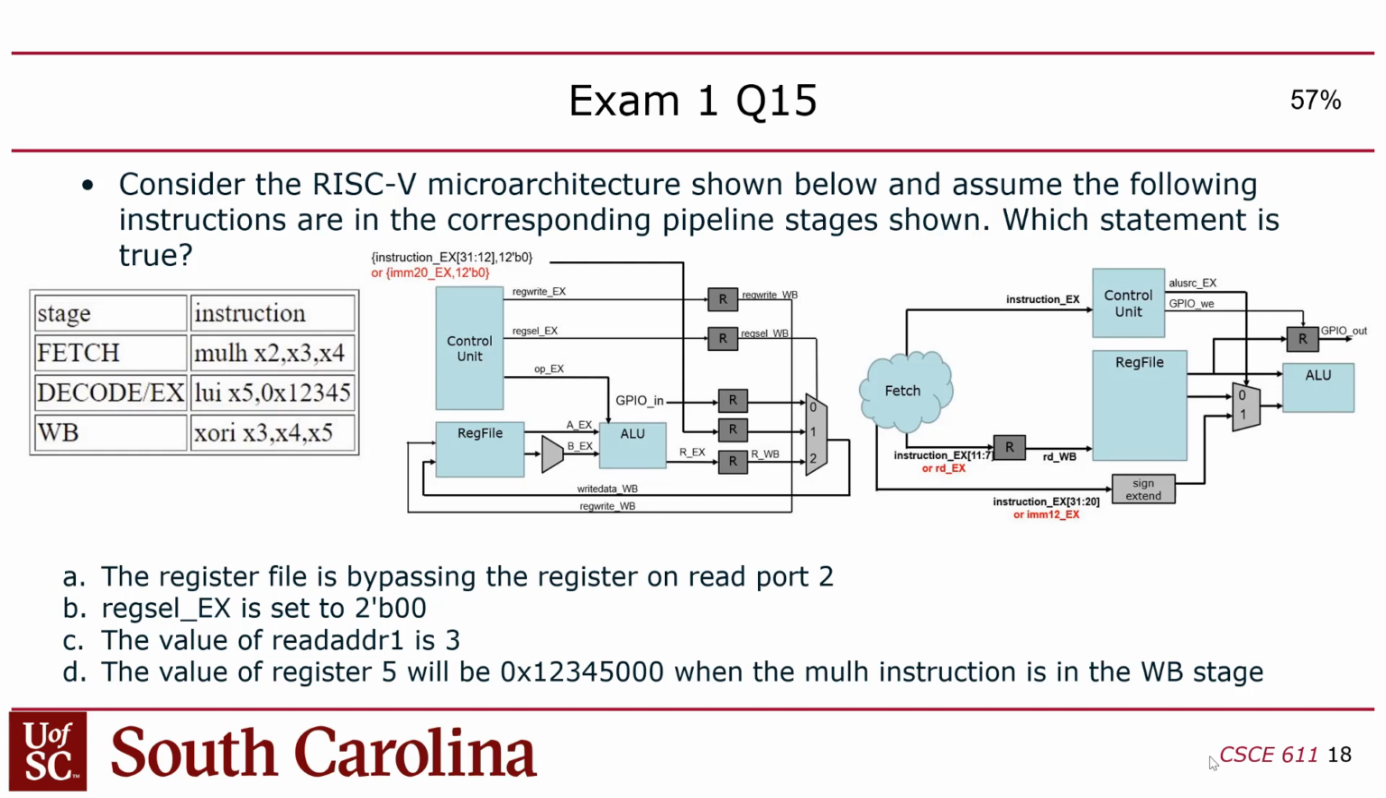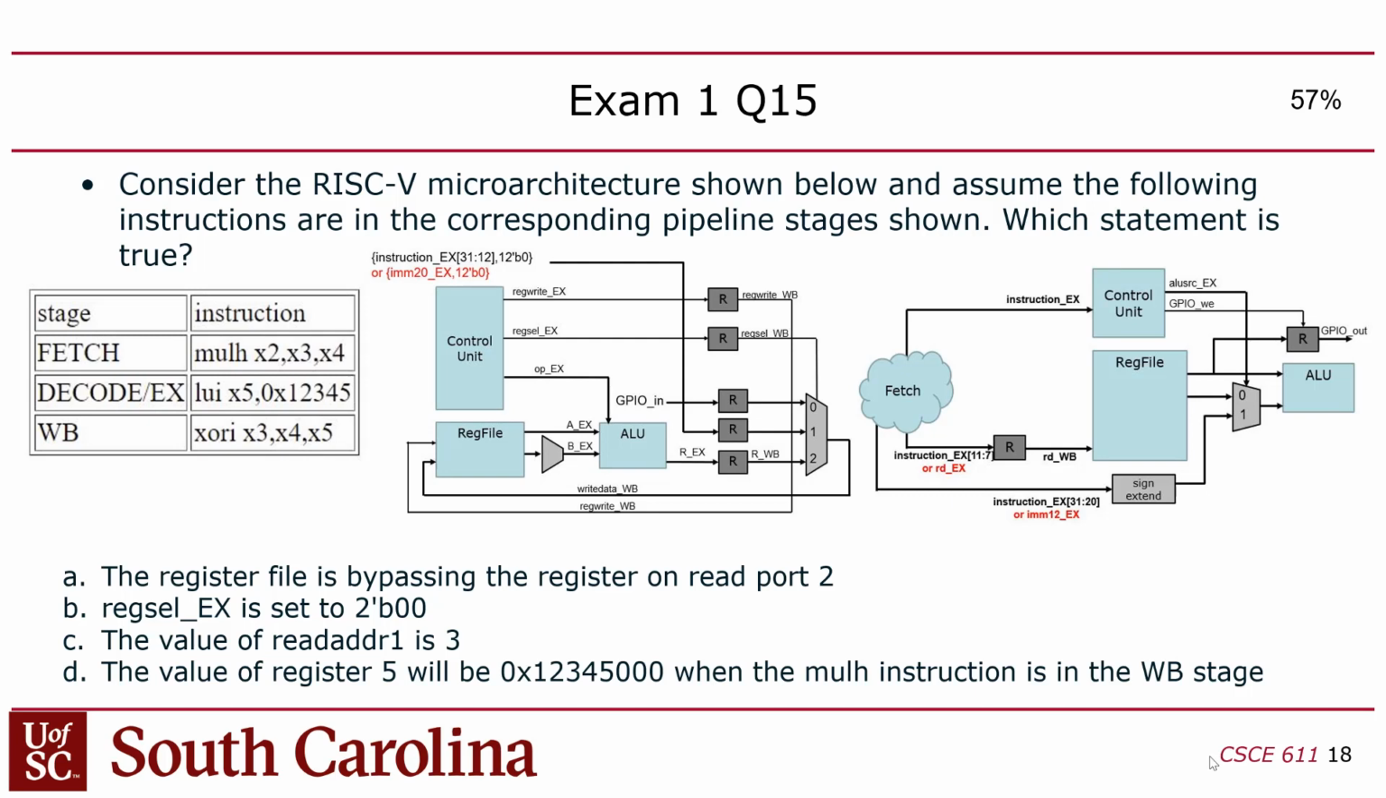C is the value of read address 1 is 3. Now this one's tricky because I'm asking about read address, but you might ask, what stage? Well, I didn't say that because read address 1 is named that inside the register file. Outside the register file, it probably has an underscore EX on it, the signal name. But basically what I'm saying is the first register we're reading is 3, which would of course again correspond to this LUI. And again, I don't think so.